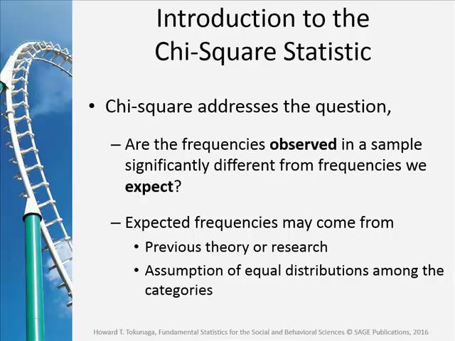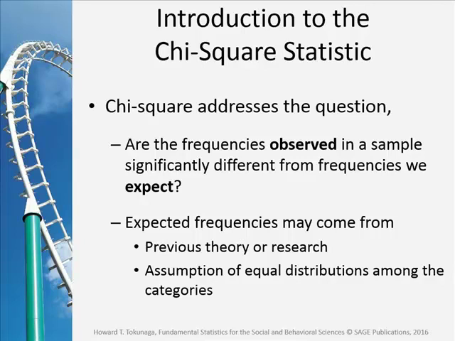Previous theory or research shows that handedness is about 10% of the population. So if I am in a room of people, I would not expect that the room would be 50-50. That wouldn't make any sense. Or we can assume equal distributions because there should be no reason why you have one more than another.